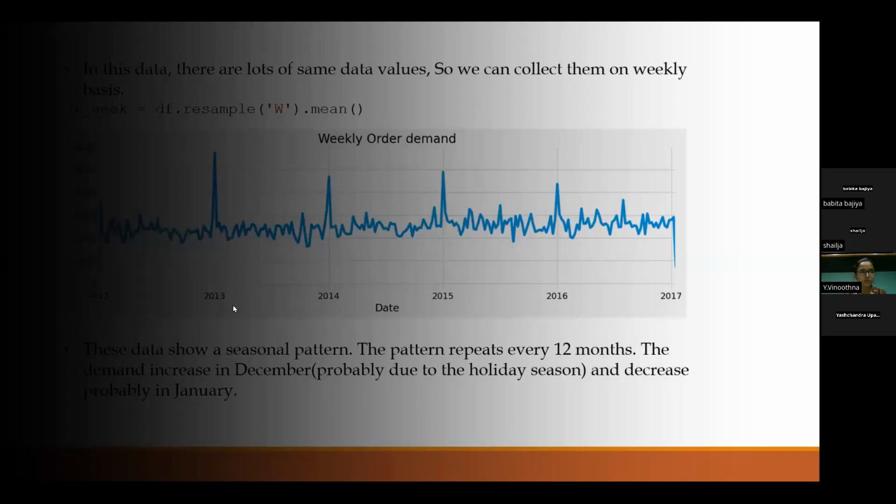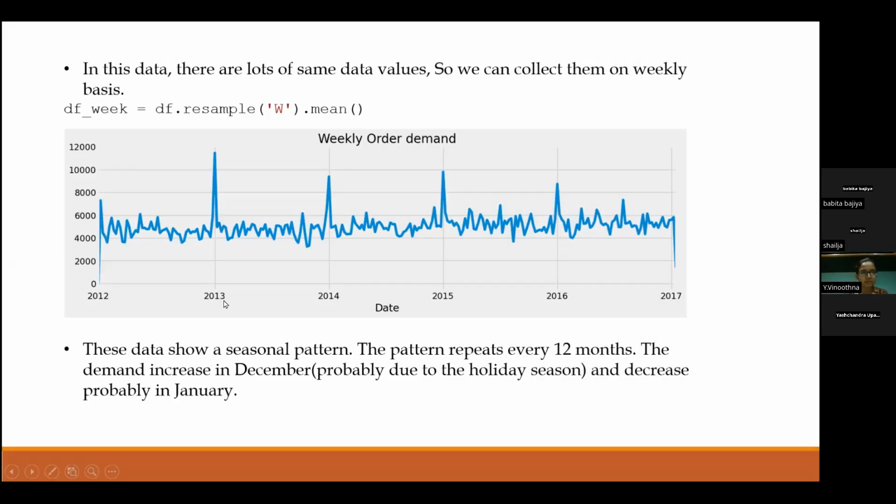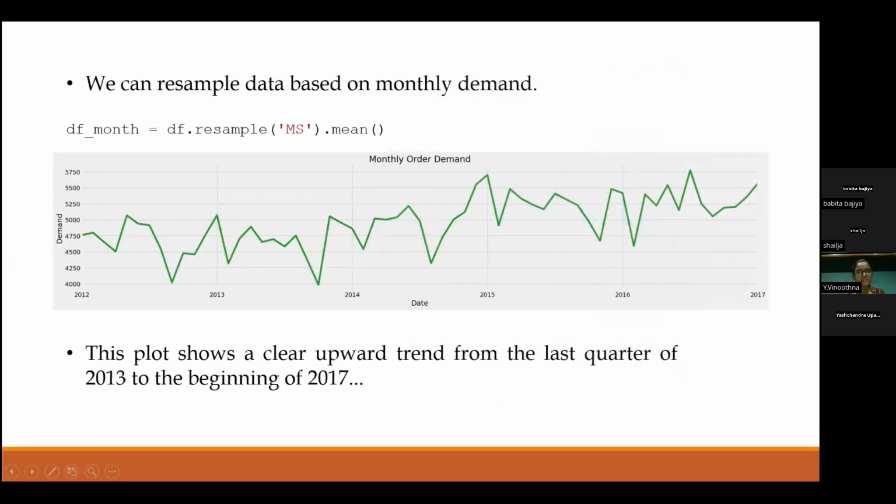So here we can observe that there is some seasonal pattern when we plot the data on the weekly demand. The demand has increased at the end of the year, and the demand has decreased at the starting of the next year. That may be because of the holiday season and so on. Here I have resampled the data on the monthly basis also, because the month feature has more importance. So I have plotted the graph on monthly. We can see that there is an upward trend in the data.